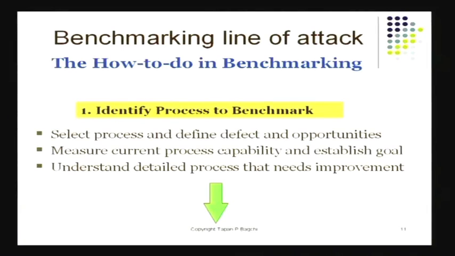Measure the current process capability, and this is where I bring in CPK, if you remember. CPK is that measurement of capability of a process in meeting customer requirements. CPK is that index. CPK is that measure. It's a quantitative measure. Once you've measured your present level of CPK, establish a goal. If my CPK today is 1.33, I want to move up to 1.66. This is what I'd like to go to. So you've set your target there, and that's going to be a benchmark.